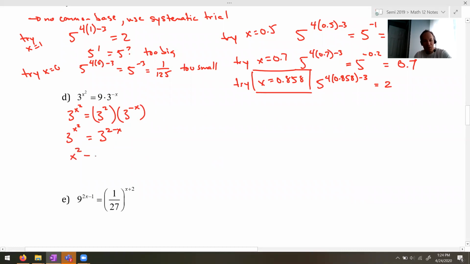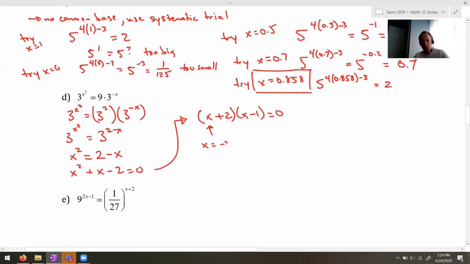So we get x squared equals 2 minus x. And this is going to wind up giving us x squared plus x minus 2 is equal to 0. This is a good old quadratic equation, so we're going to solve this. Factoring will be useful here, so we'll go (x plus 2)(x minus 1). What this tells me is that I get two possible answers for x: x is equal to negative 2 and x is equal to 1.